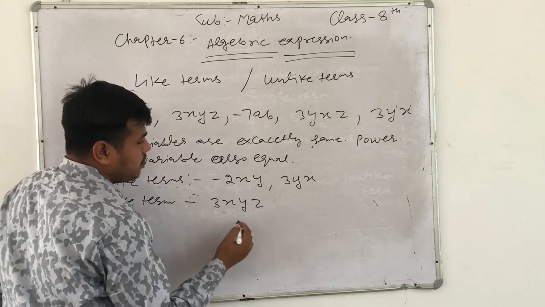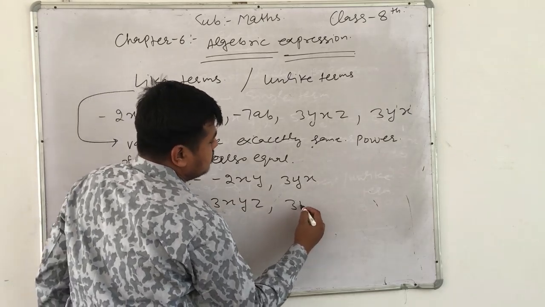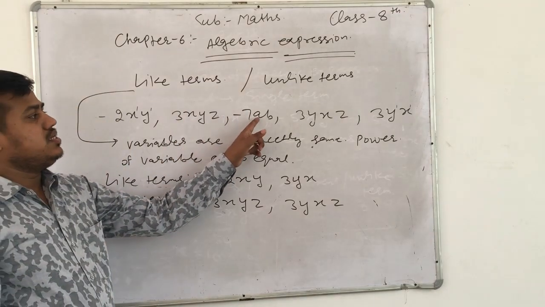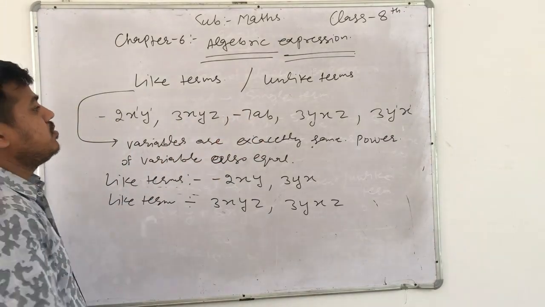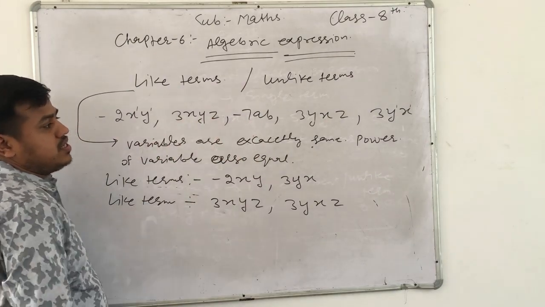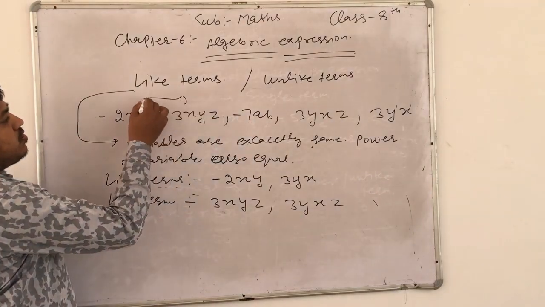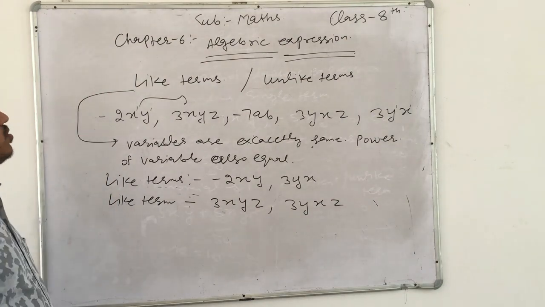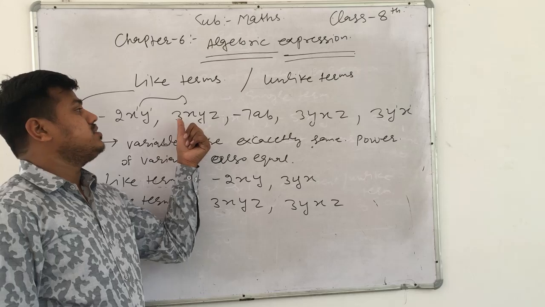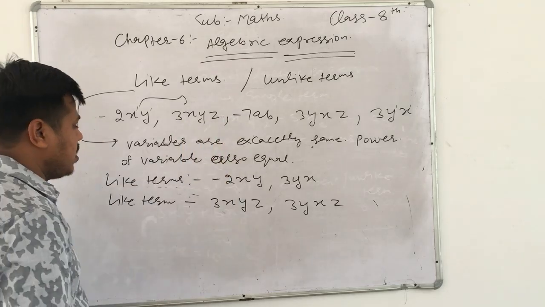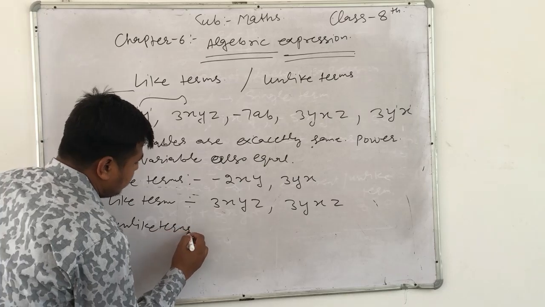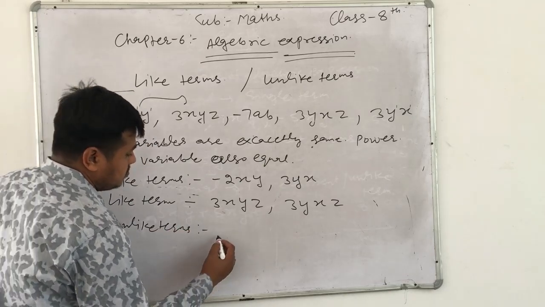3xyz and 3yxz. These and these are unlike terms, because in one the variable is xyz and in the other the variable is ab. These are also unlike terms, because in one the variable is xy and in the other the variable is xyz. So these are unlike terms. There are many unlike terms, but write only a few.